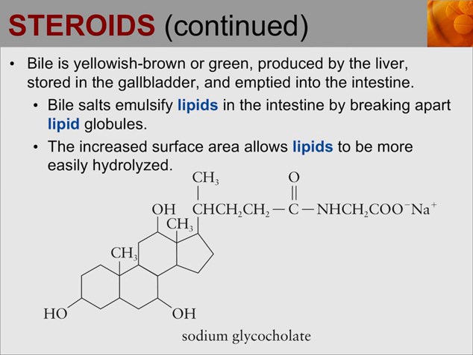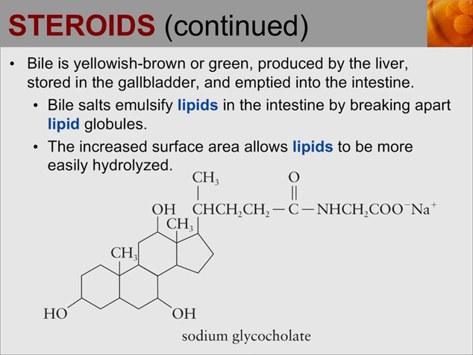Another important steroid is bile. So we probably don't enjoy bile. Usually it's coming out, but bile is important in our biology. It's this yellowish brown or green kind of liquid that's produced by the liver, and then it's stored in the gallbladder and emptied into the intestine. So the reason bile is important is that it emulsifies lipids in the intestine by breaking apart what are called lipid globules.